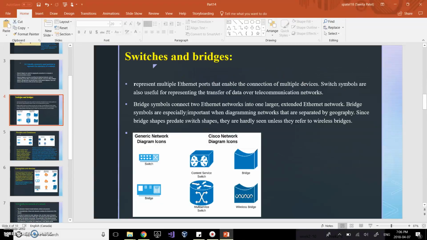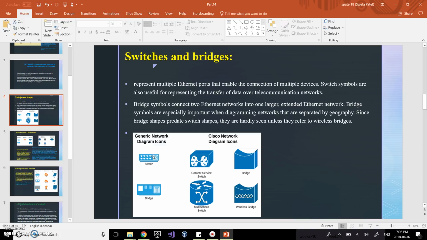Switches and bridges represent multiple Ethernet ports that enable the connection of multiple devices. Switch symbols are also useful for representing the transfer of data over telecommunication networks. Bridge symbols connect two Ethernet networks into one larger extended Ethernet network. Bridge symbols are especially important when diagramming networks that are separated by geography. Since bridge shapes predate switch shapes, they are hardly seen unless they refer to wireless bridges.